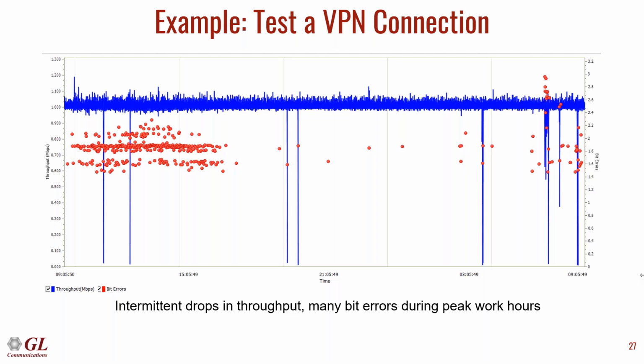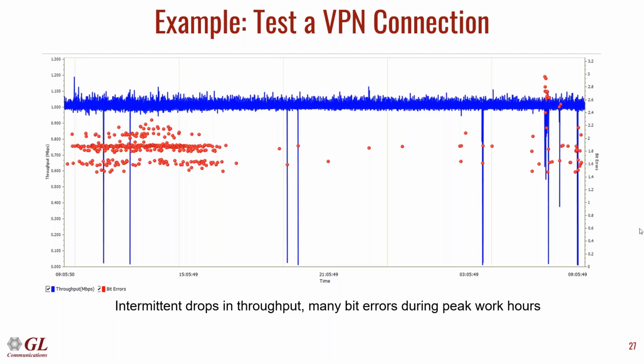Once you pass out of that peak work period into the evening time and into the nighttime, you see that there's a lot less frequency of bit errors. And then the next morning comes again, and we see more bit errors as the workday starts up. So this is kind of like what you would expect from a real-world VPN. You're going to see bit errors, especially when you have lots of traffic on your network, other users are on the network, and you will see intermittent drops in the connection.